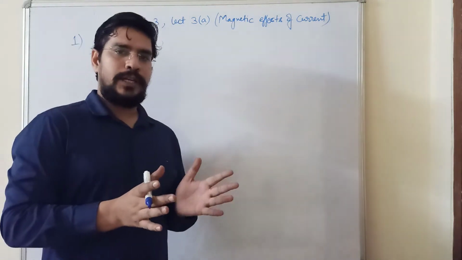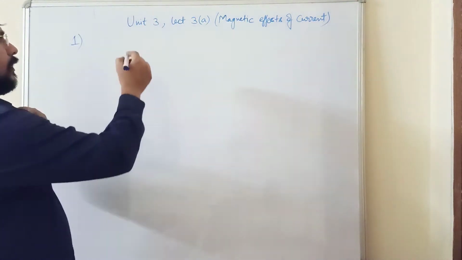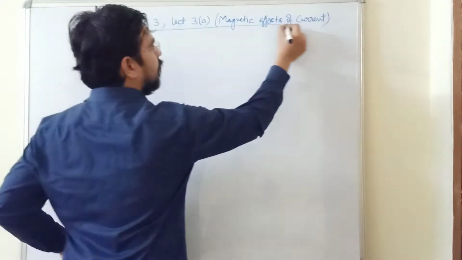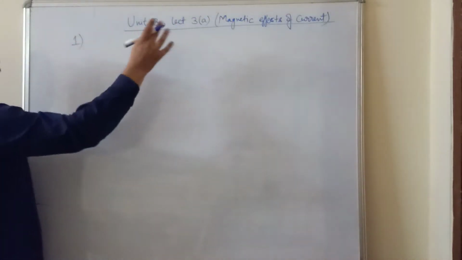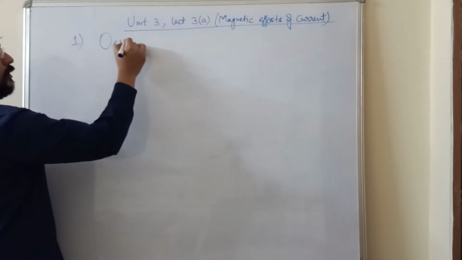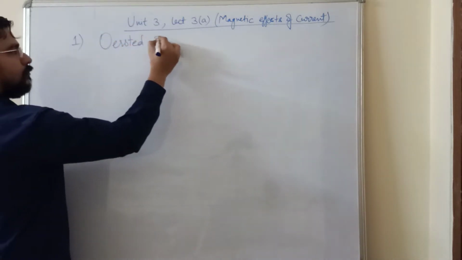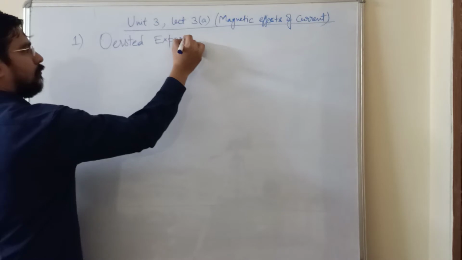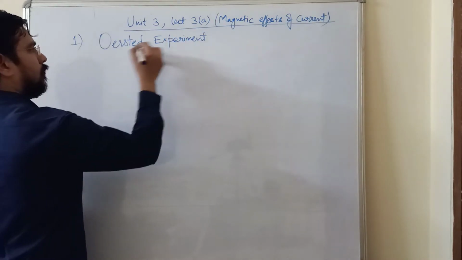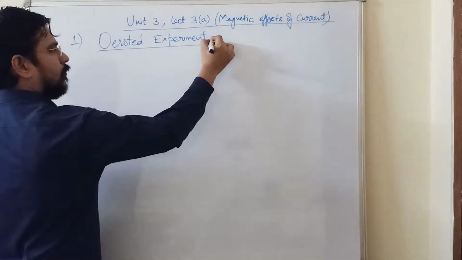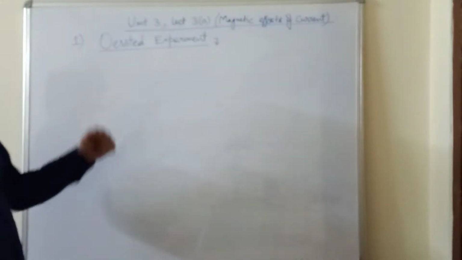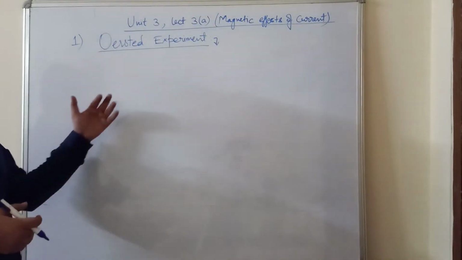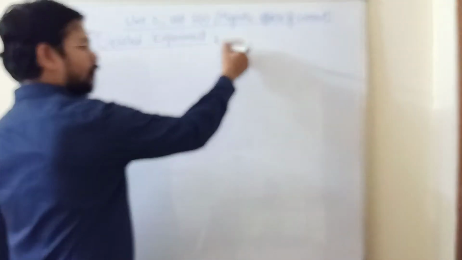So these are the first three introductory topics, and the starting of the unit, so other definitions which will come in between I will discuss with you. So the first thing in magnetic effects of current is Oersted experiment. So in Oersted experiment, what Oersted stated, you must have studied this experiment in class 10th also.